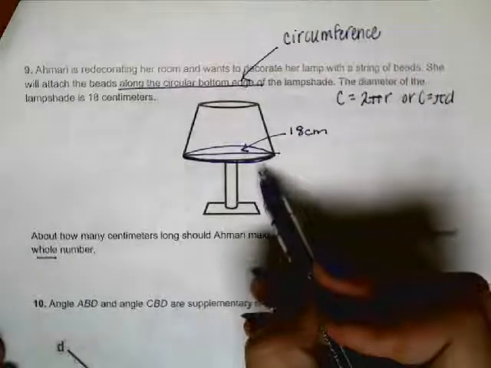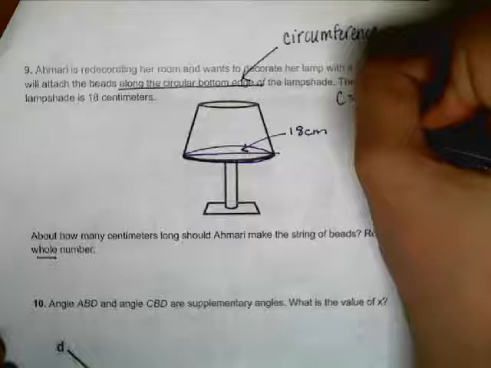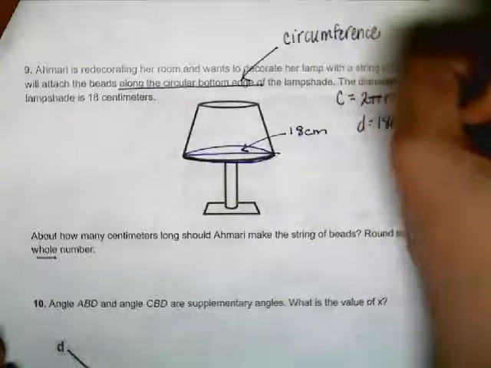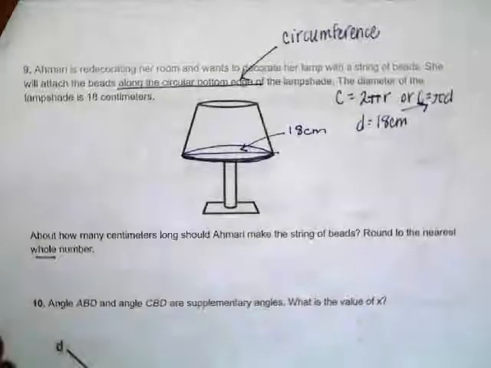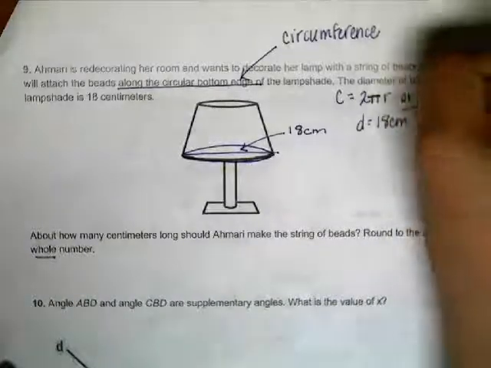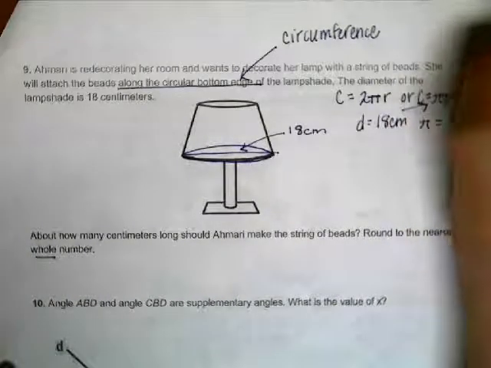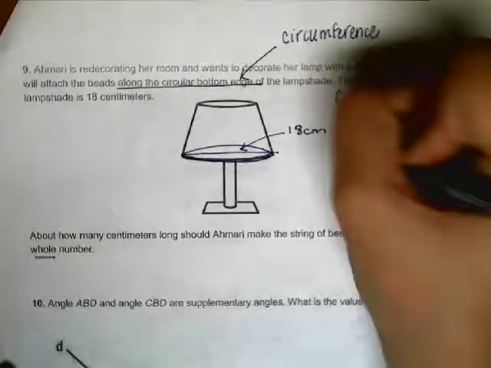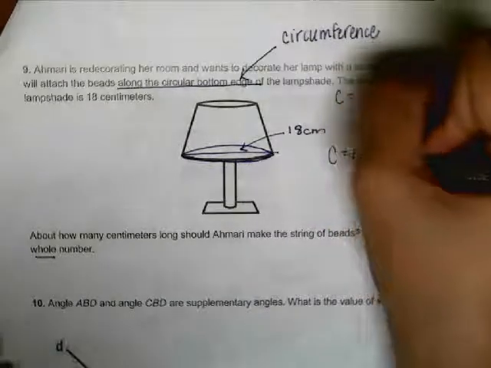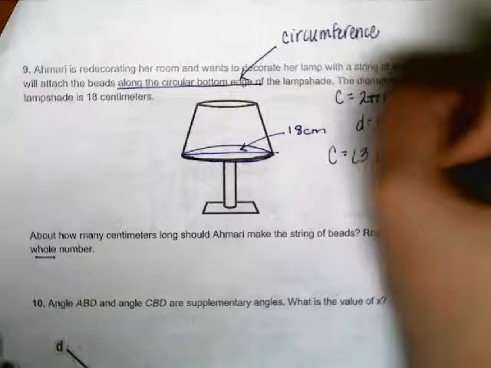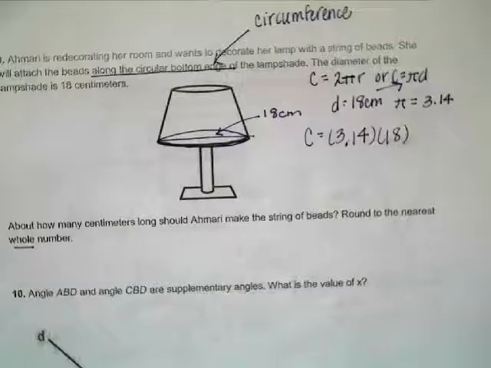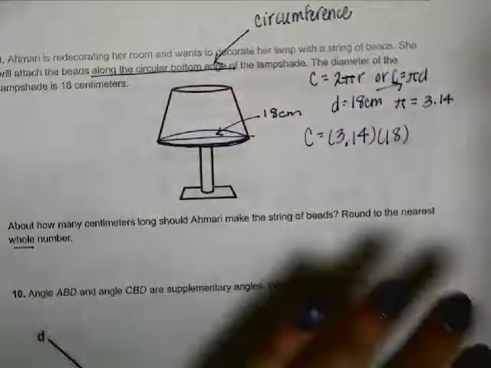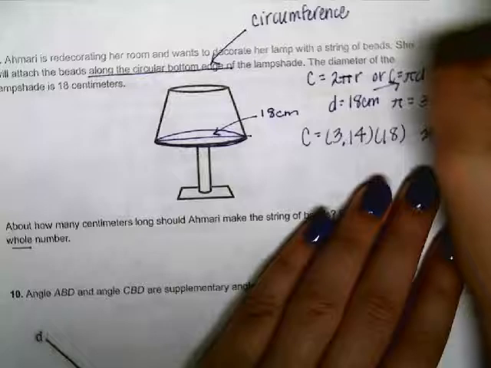In this case, we are given a diameter of 18 centimeters. So we are going to use C equals pi d, where pi is 3.14. Plug in what I know into the formula, 3.14 times 18, and multiply.